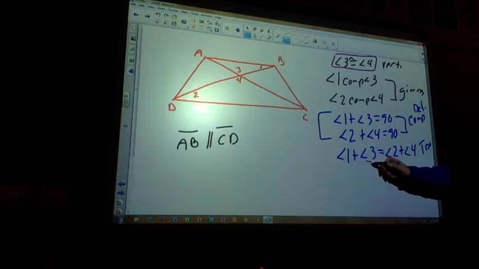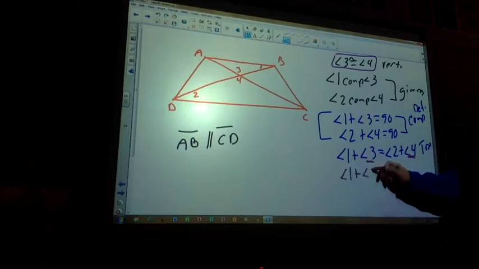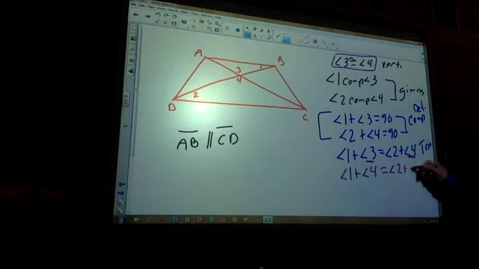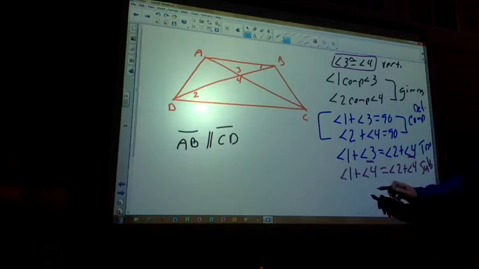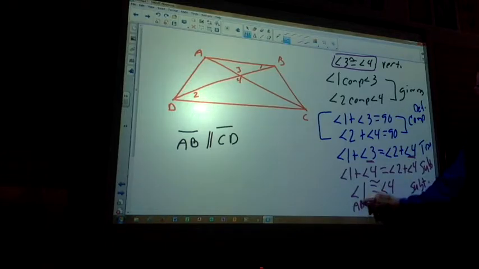I need to plug either one in for here or one in for here. I have to pick one of them to plug in. Don't plug in both, because then you get angle 1 plus angle 4 equals angle 2 plus angle 3. That's not going to help you. So pick. Maybe I'll plug angle 4 in here. And what property just took place there? It wasn't transitive. Substitution. And then what property took place here? Subtraction. Exactly.